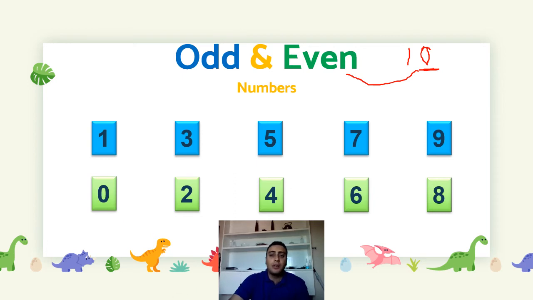Now, what about, let's say, 11? Okay, the last digit, you see this one, is 1. So tell me, 1, is it odd or even? It's odd. Very good. So 11 is odd. Now it's easy from now on. Let's look at other numbers.